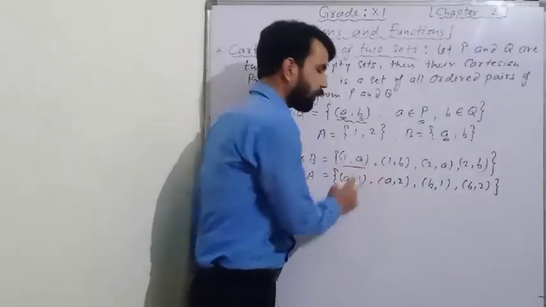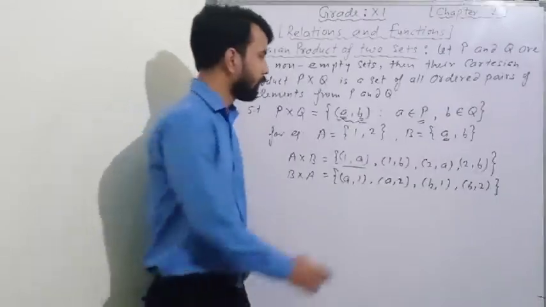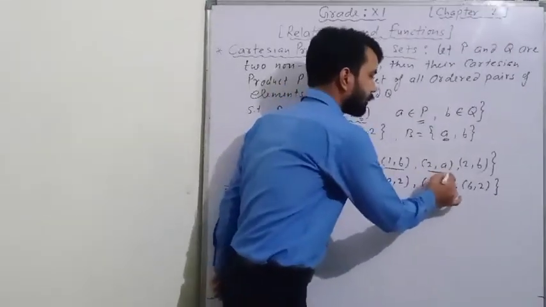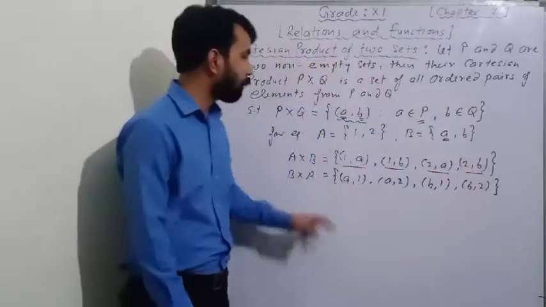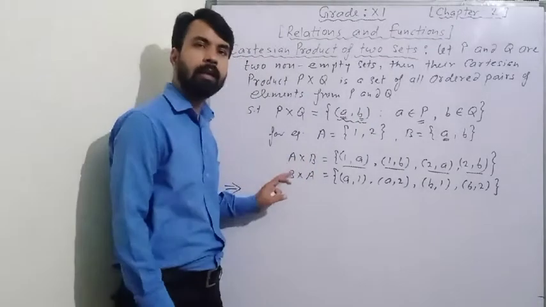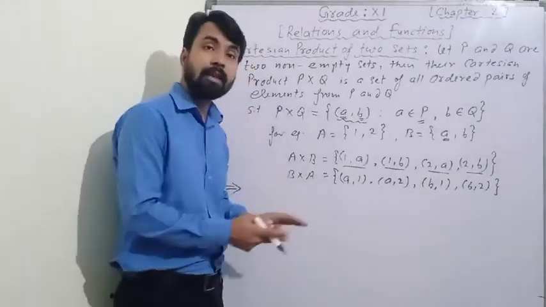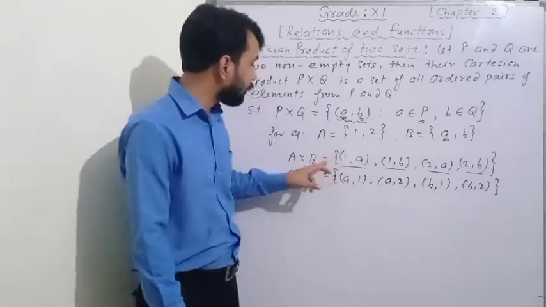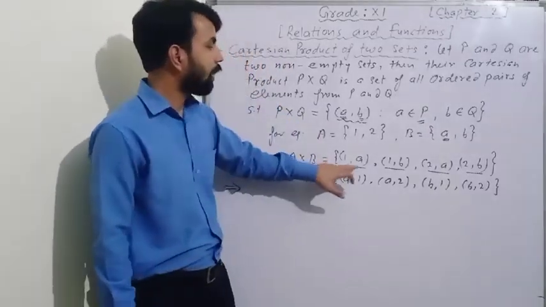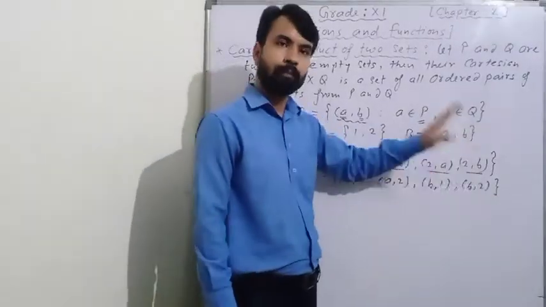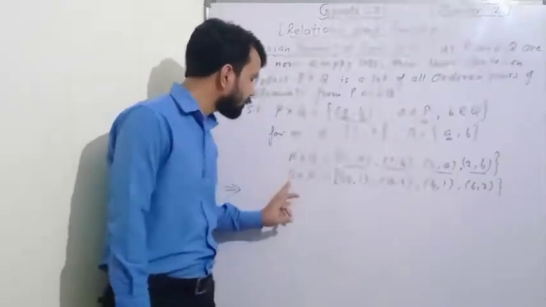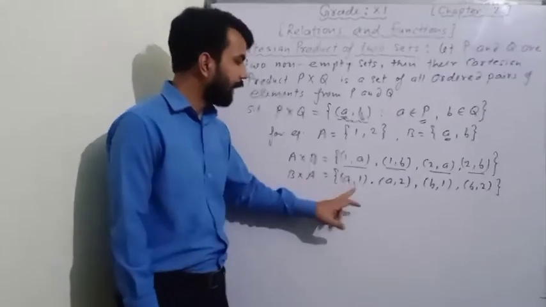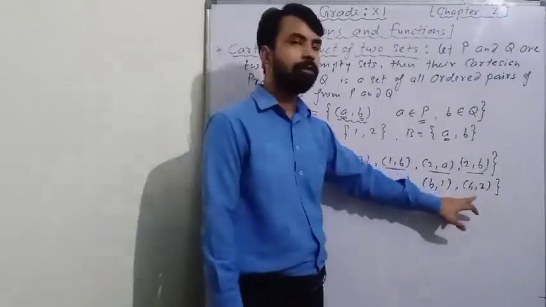First ordered pair is 1 comma A. So this is 1. Second is this. Third is this. And fourth is this. So how many elements are present in A cross B? 4. Number of elements in A cross B represents the number of ordered pairs. So how many ordered pairs in A cross B? 1, 2, 3 and 4. Clear? How many elements are present in B cross A? Again 1, 2, 3 and 4.